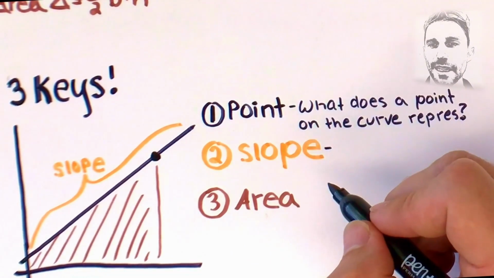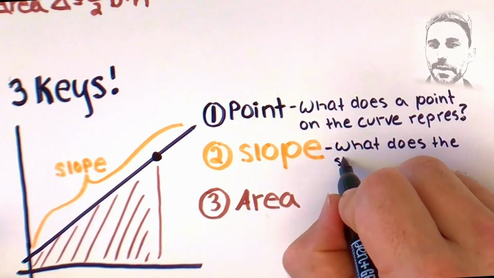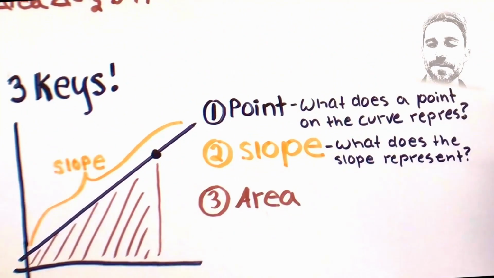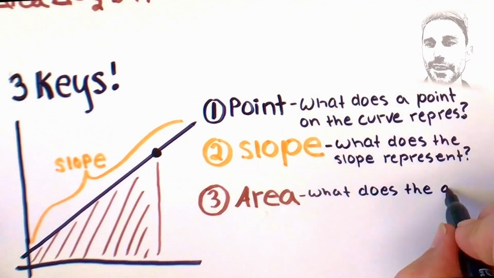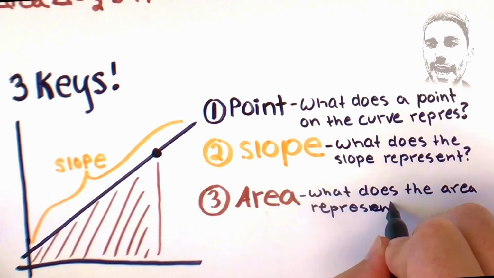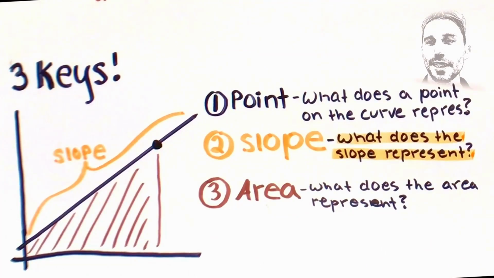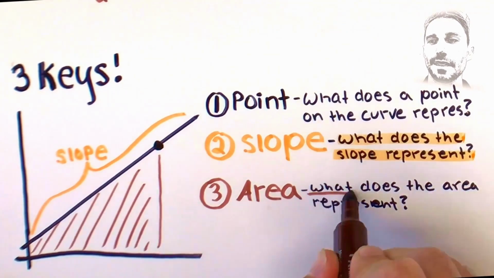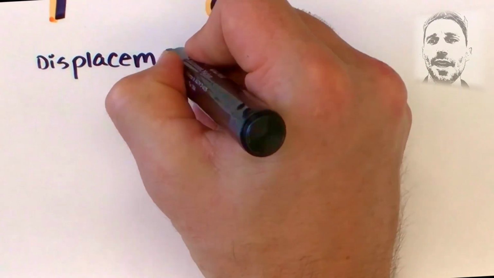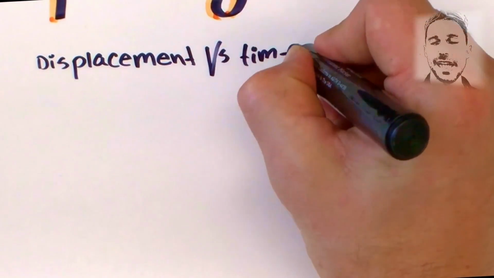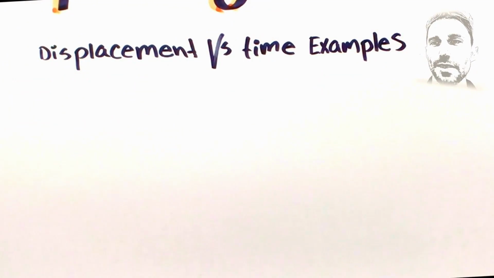We need to know that. Second, what does the slope represent? So we want to know what the slope represents of that curve. And then area, what does the area represent? And we'll see that slope sometimes is a little bit tricky. We have to use a concept called tangent when it's not a straight line. So let's start out now with displacement versus time. Displacement versus time here. And we'll do a few examples.